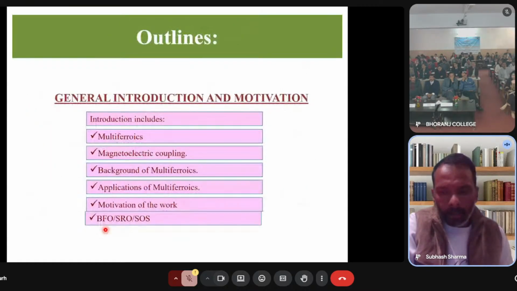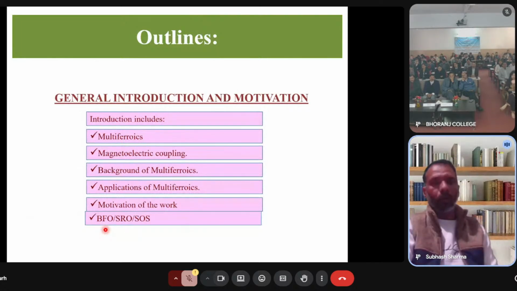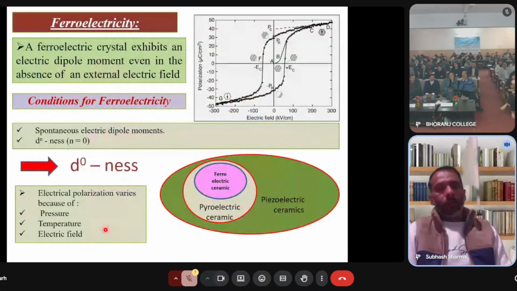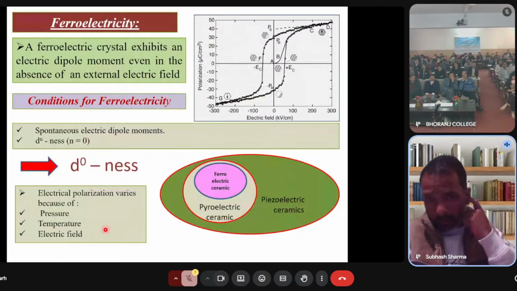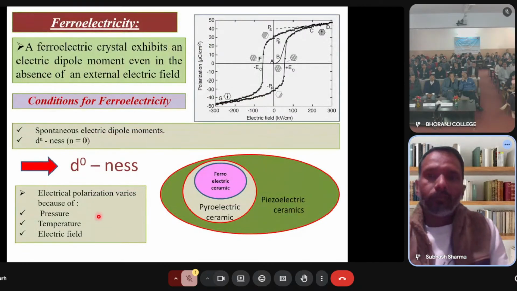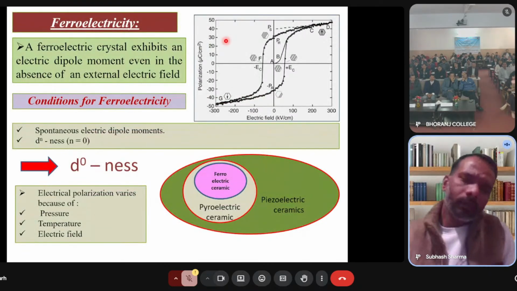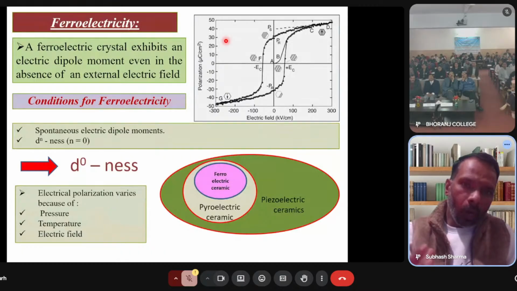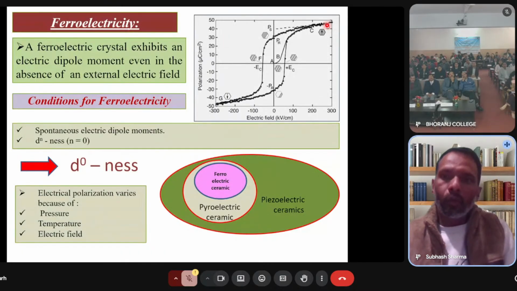So these are the basic outlines that I'm going to talk about. For the master student or maybe bachelor student, the first question is, what is ferroelectric? Ferroelectricity, how can you define it? I guess all the master students are familiar with this.